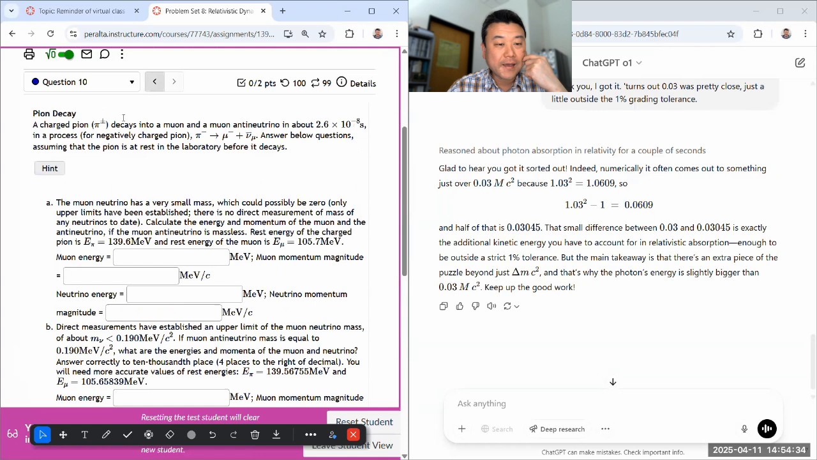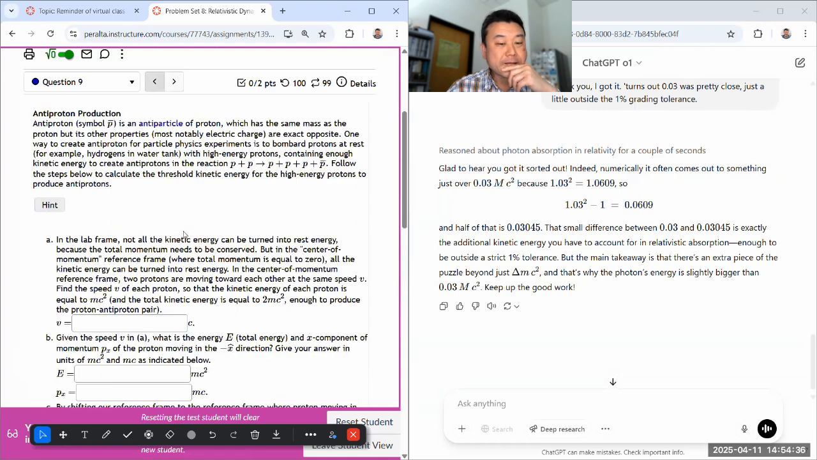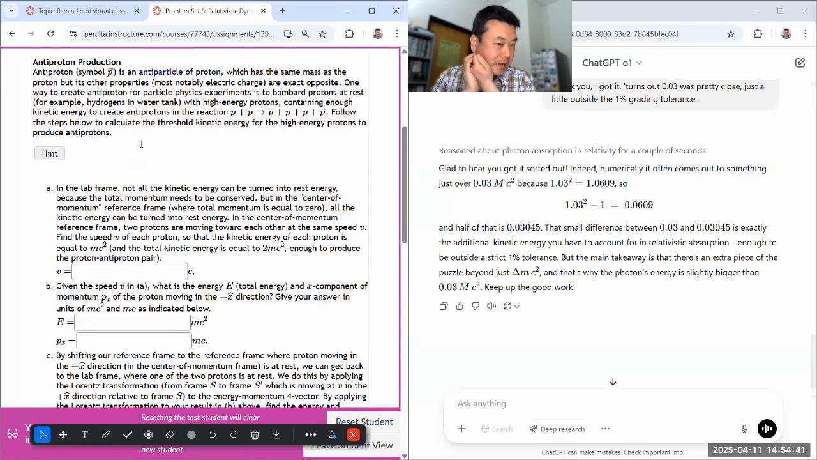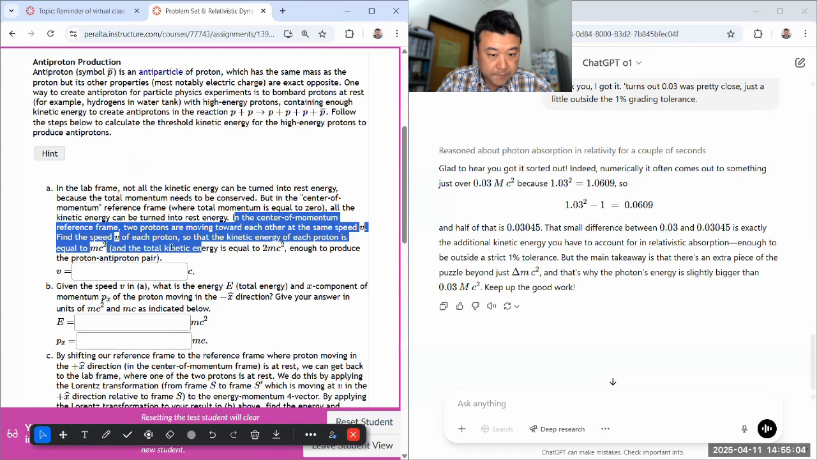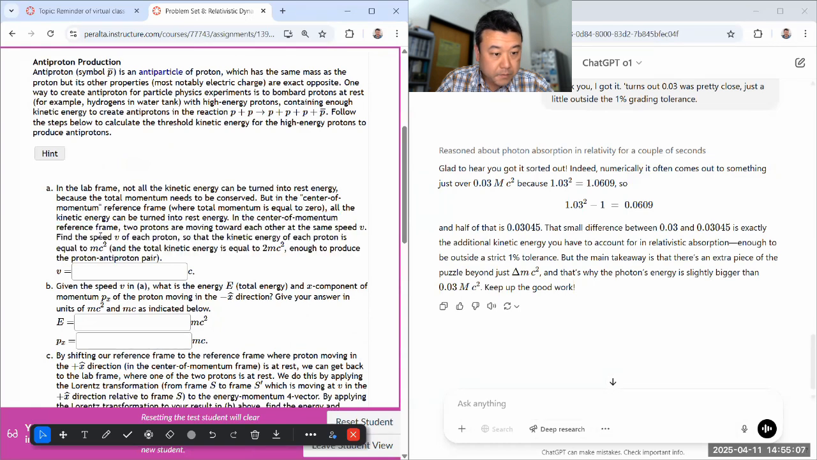I think between pion decay and this one, I like this one better. So let's try working through it. And let me imagine I don't know four-vector formalism, to make things a little bit harder. Let me see if ChatGPT will guide me towards four-vector formalism. In the center of momentum frame, total momentum needs to be conserved. So find the speed of each proton.